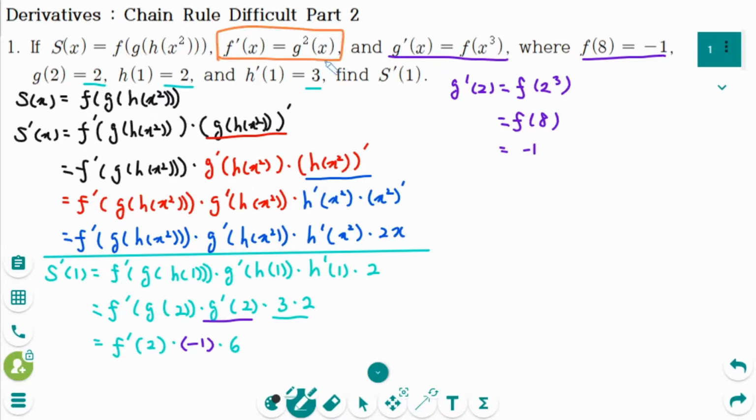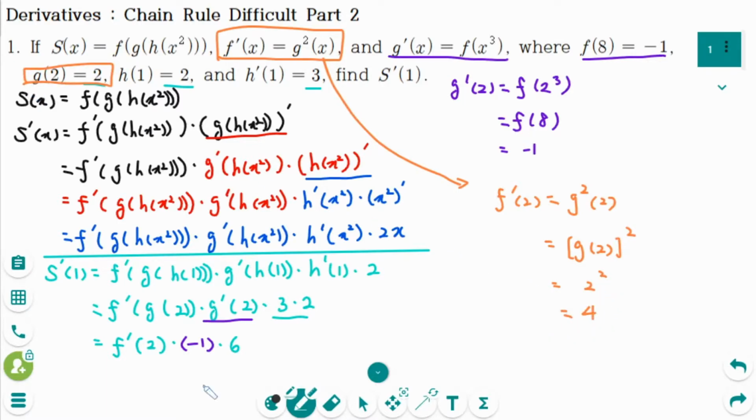From here f prime of 2 equals g squared of 2, which means g of 2 squared. G of 2 equals 2. So 2 squared, which is 4. Then back to the original, 4 times minus 6. The final answer is minus 24.